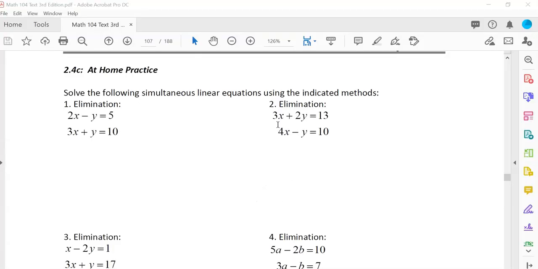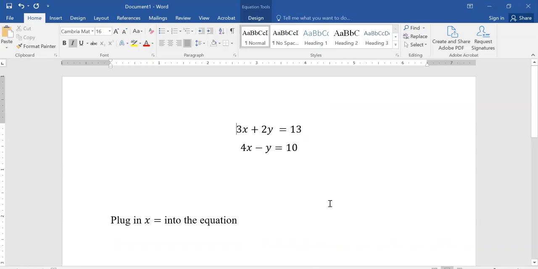This problem says 3x plus 2y equals 13, 4x minus y equals 10. Those are our two lines, and so we're going to use the elimination method in order to solve those. Now, 3x plus 2y equals 13, 4x minus y equals 10. Let's go to the worksheet here.